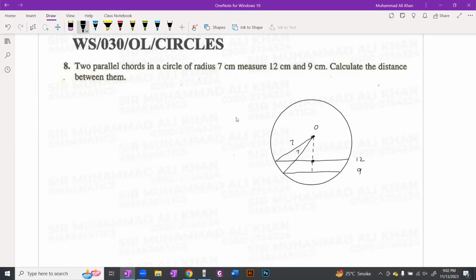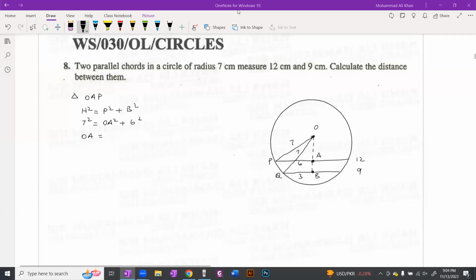Again, let's say this is A, this is B. Half of the chord, this is 6 and this is 3. Let's say this is P, this is Q. Now, we have to calculate distance between chords, means the distance AB. So again, triangle OAP, hypotenuse square, perpendicular square, base square, hypotenuse is 7, perpendicular is OA, base is 6. By this, the length of OA is under root 13.